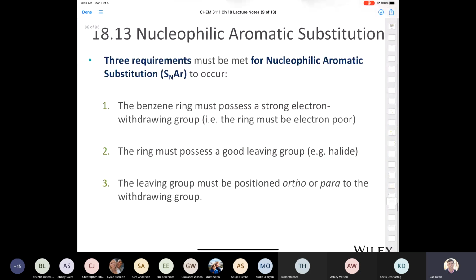But in order for us to rationalize what's going on in this mechanism, we have to take a look at the requirements for this type of reaction. So this nucleophilic aromatic substitution is called an SNAr reaction.